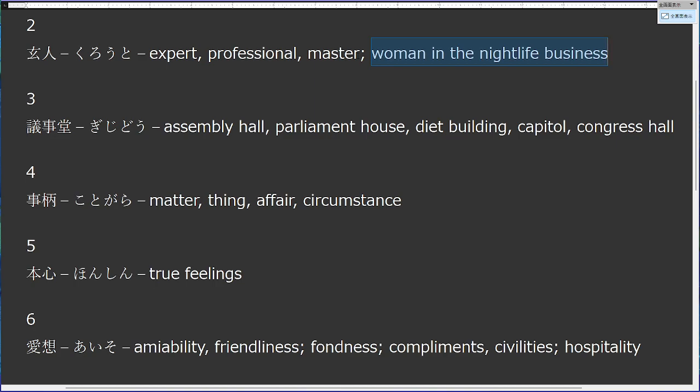Kuroto. This one's probably going to have to be mostly rote memorization too. Mysterious person, literally translated, is actually an expert or closer to a mysterious person, a woman of the night. Kuroto is an expert or a master, or a woman in the nightlife business. Kuroto is an expert, master, or a woman in the nightlife business.